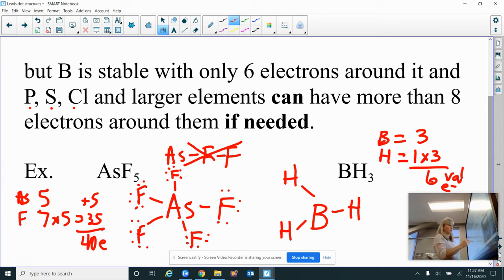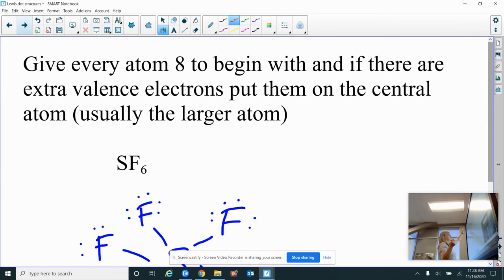And for this one, I'm using 6 electrons. That's all I have. So I cannot put an unshared pair on the boron. There are no electrons available. So it's just 3 single bonds to hydrogen using 6 valence electrons. So that's a good structure. So always when you're doing the structures, we're trying to give everyone 8, but if there are extra valence electrons, then it's going to be usually the larger central atom that they go on.